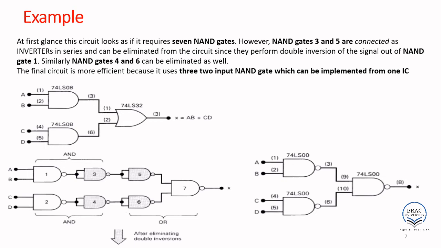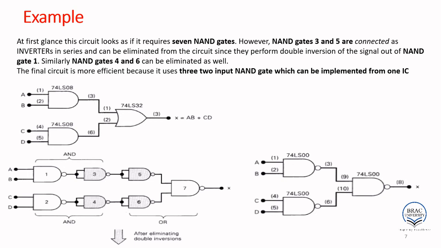However, the NAND gates at 3 and 5 are connected as inverters. So 3 and 5 basically act as an inverter that is double inverting, so this is basically of no use. And also 4 and 6 are double inverting, so there is no use, and we can eliminate them.